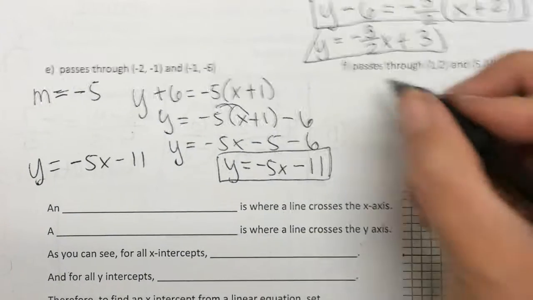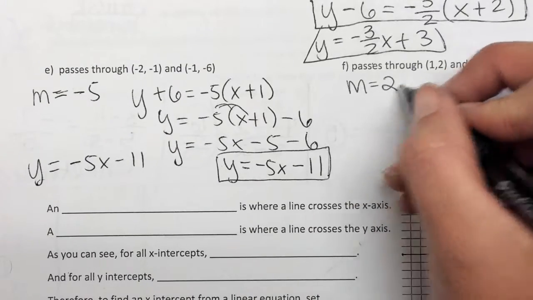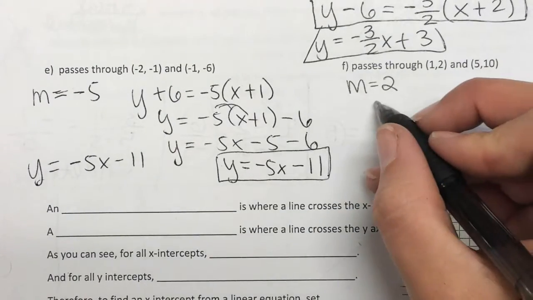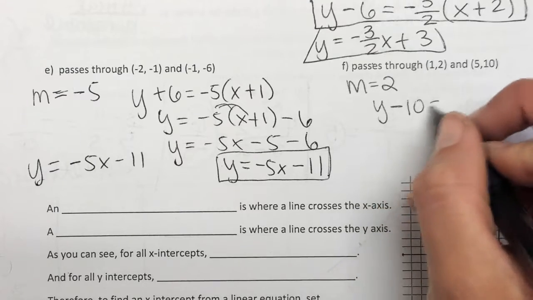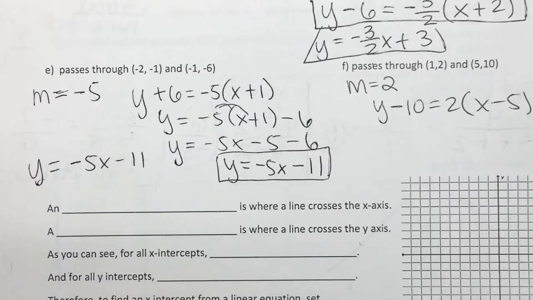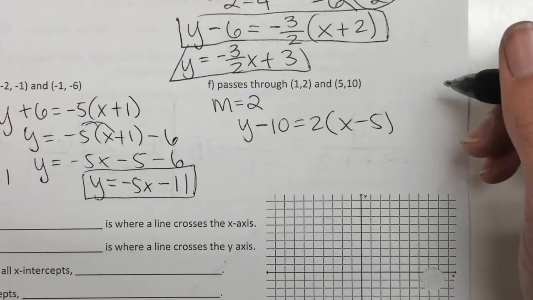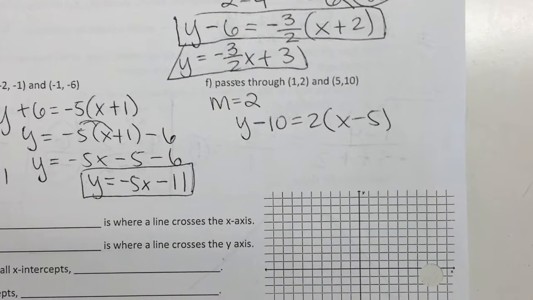Alright, Logan, what'd you get for your slope on this one? 2. Good. Tell me the equation in point slope form. y minus 10 equals 2 times x minus 5. Yes. Can you work out how you get to y equals 2x? I can. Give me a why, Antonio. Never mind, I got it. I just divided it wrong. Okay.